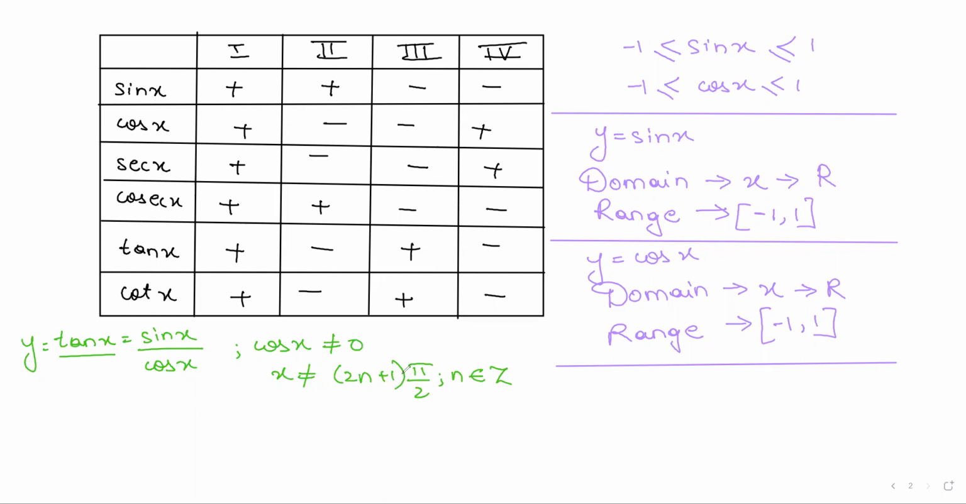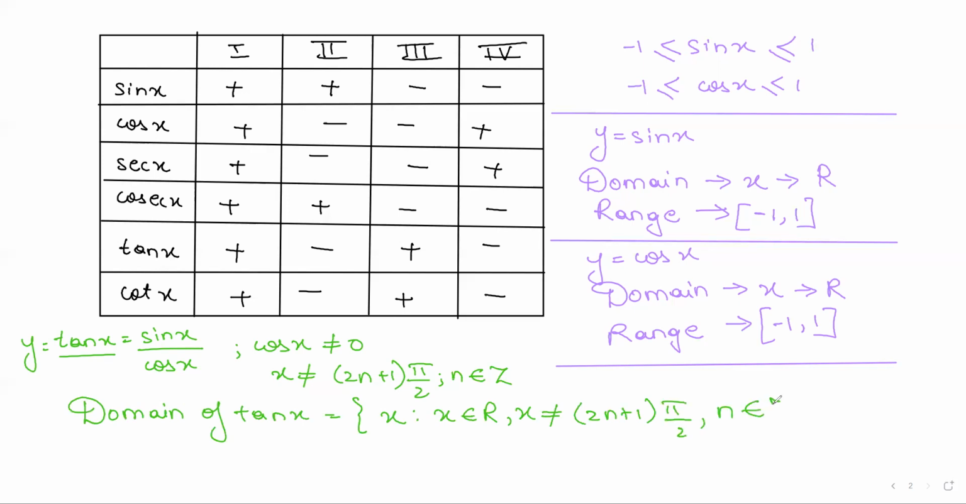I'll go back to the last class for explanation of this part. Y is equals to tan x, sin x upon cos x, where x can never hold this value. That means x can hold any value except for this value. So x is a real number, but not this number, because if you place this number, your tan x turns to infinity. So you can write this in set builder form as the domain of tan x will be equal to the set of all x such that x belongs to R, x is not equals to (2n plus 1) into pi by 2, and where n belongs to Z.